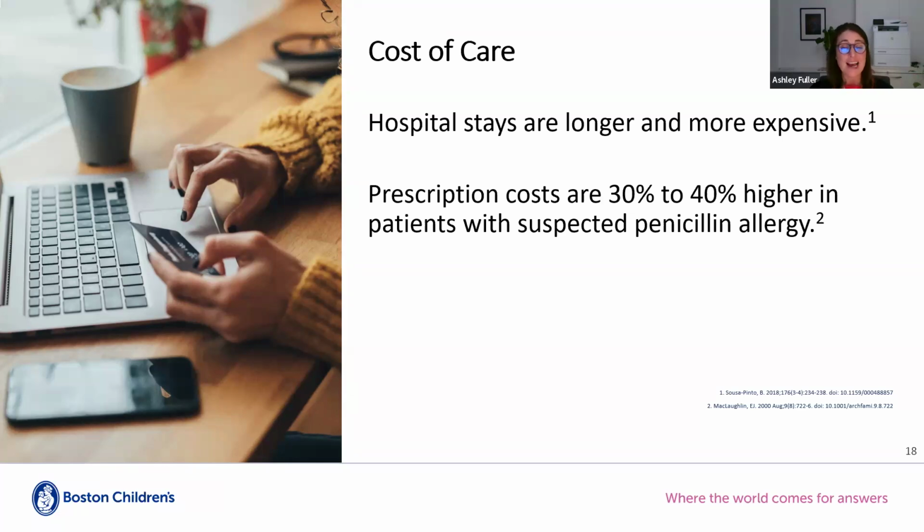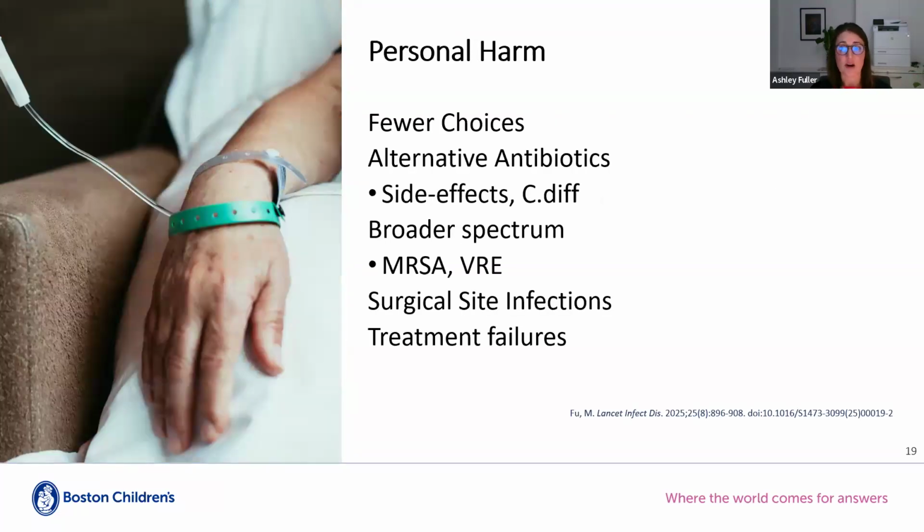And then, of course, there's the risks for personal harm because not using targeted first line therapies are associated with several other health risks, right? Not only does this leave you with fewer effective antibiotic choices, but there's typically more side effects associated with the alternative antibiotics. C. diff is a common gut infection that occurs when a broad spectrum antibiotic kills off the good bacteria in the gut.